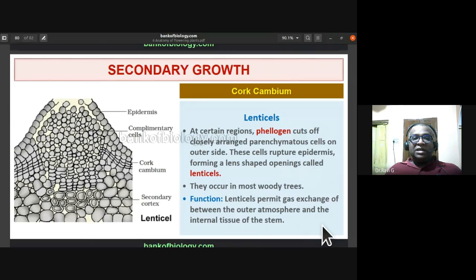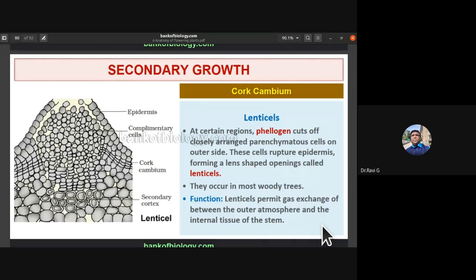So what are lenticels? At certain regions, the phellogen or cork cambium cuts off parenchymatous cells on the outer side, which we call phellem or cork. These parenchymatous cells create pressure, and that brings about the rupture of the epidermis to form a lens-shaped opening, which we call a lenticel. So lenticels occur in woody trees.